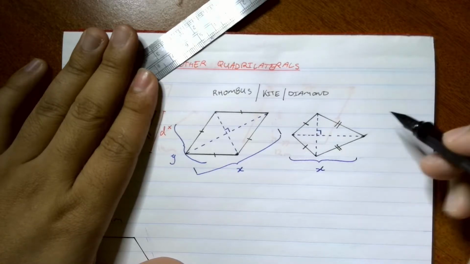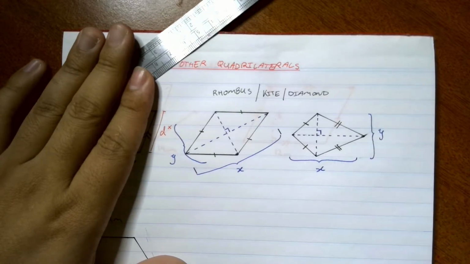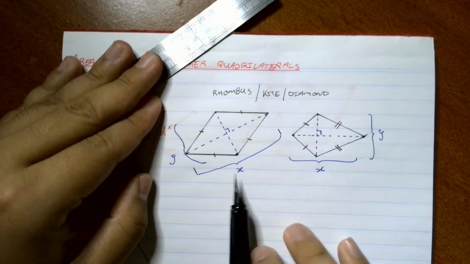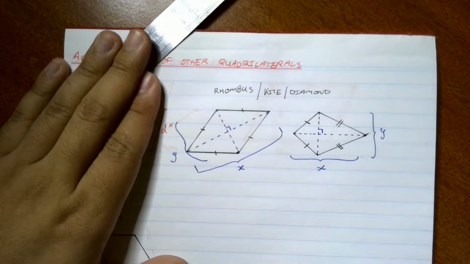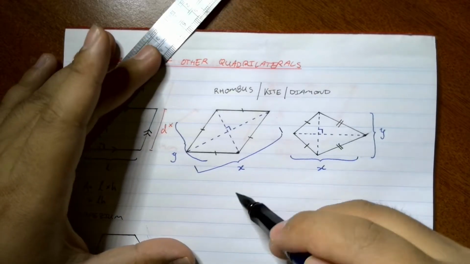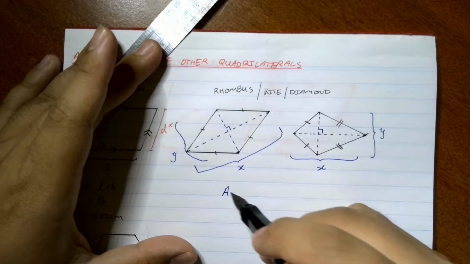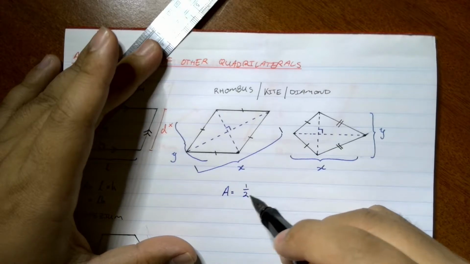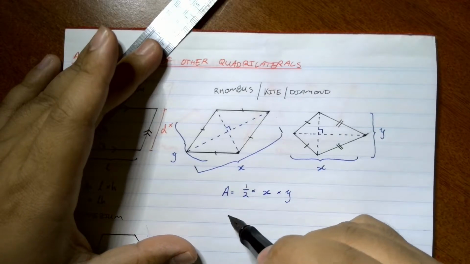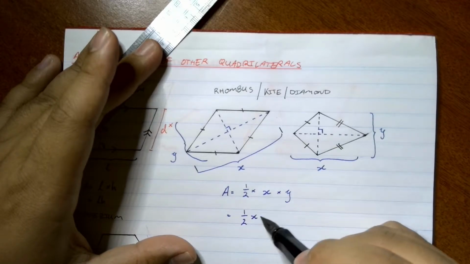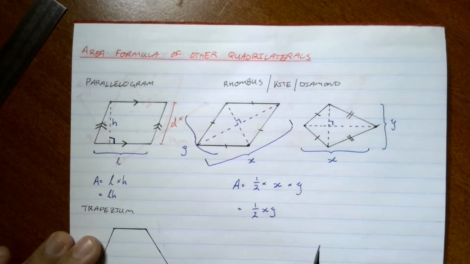And same goes for our diamond here. We'll label that X, and this way Y. It doesn't really matter what we label these. We can have it A and B, or X and Y. But just for this example, we're going to label it X and Y. And the area for a rhombus, kite, or diamond is given as 1/2 times X times Y, or we can simplify it as half XY. Okay, so that's the formula we're going to be using.